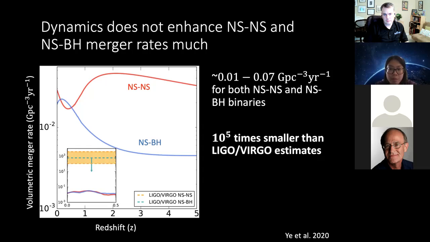And the LIGO-Virgo merger rate estimates can be as large as 1,000 for binary neutron stars and about 600 for neutron star black holes. So note that these are the old rates and not the latest rates from O3. The comparison between these rates is shown in the inset here. So the number of neutron star binary mergers from globular clusters are about 10 to the 5 times smaller than the LIGO-Virgo estimates. And this shows that globular clusters are not a good place to look for neutron star binary mergers.